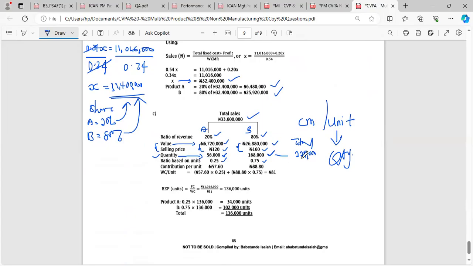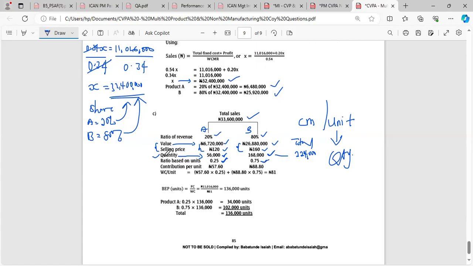Let's go. Now I'm getting 0.25. Thank you. Which is this? So do 168 divided by 224. You will now get what? 0.75. That's how I got this figure. So what do we do now? What's our contribution per unit?